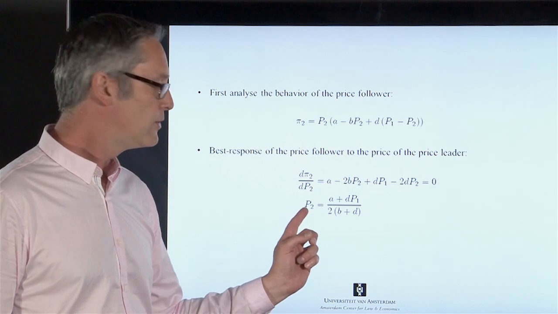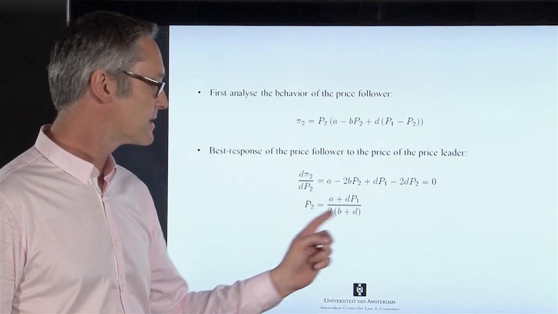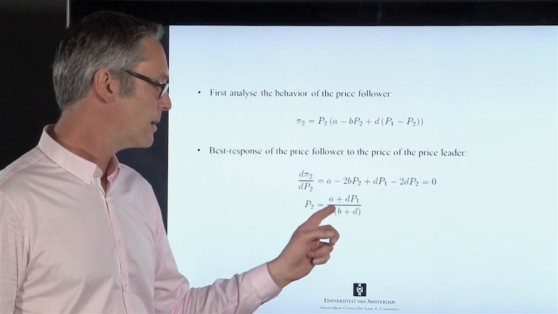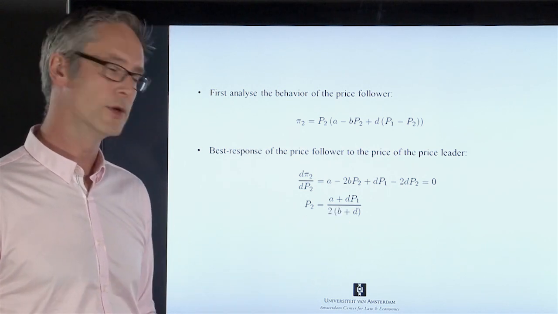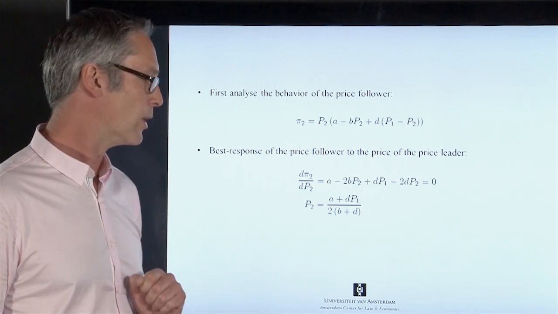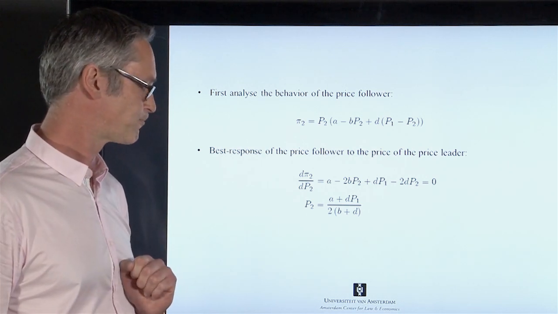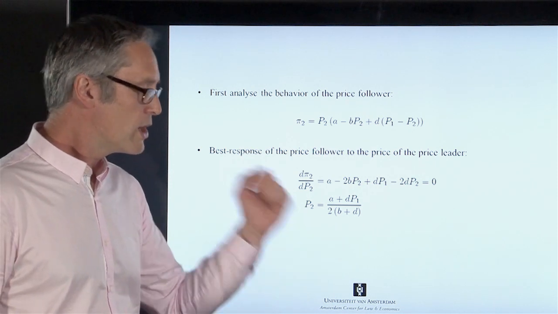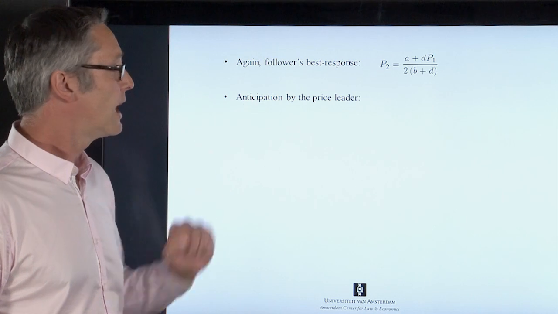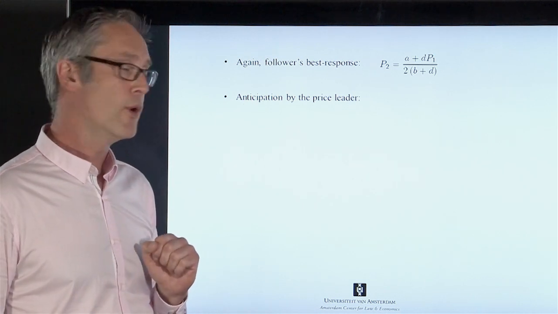Whatever P1 is going to be, Bank 2 is going to set its price like so: A plus D times that P1 level, over 2 in between brackets, B plus D. So those are all parameters, and P1 is the choice variable of Bank 1 in the first stage. Now Bank 1 knows this best response of Bank 2. So now we can look at the behavior of Bank 1.